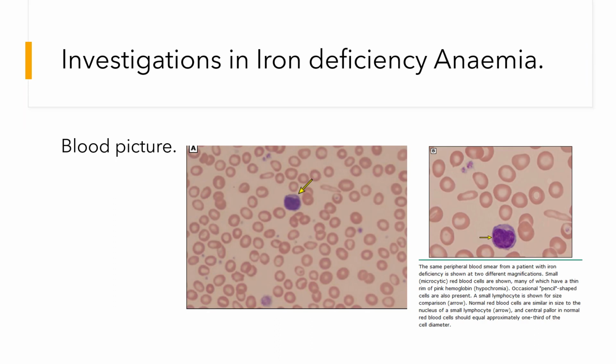So this is a blood picture which shows a small lymphocyte. Usually red cells are about the size of a small lymphocyte nucleus. So here all these red cells are smaller than the lymphocyte nucleus, and you can see a very pale center, which are microcytic cells, and there are pencil cells as well. So this is a hypochromic microcytic blood picture with pencil cells suggestive of iron deficiency.